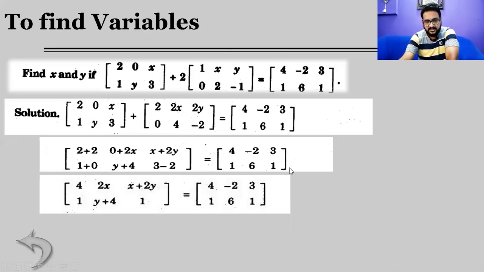What is the next step? Yes, you can see this 2 plus 2 equal to 4, and 0 plus 2x, there's no simplification, so 2x. And x plus 2y is here, 1 plus 0 is 1, y plus 4 is here, 3 minus 2 is 1. The equation in this step, the right hand side is copied here.